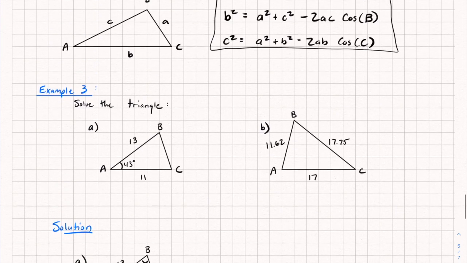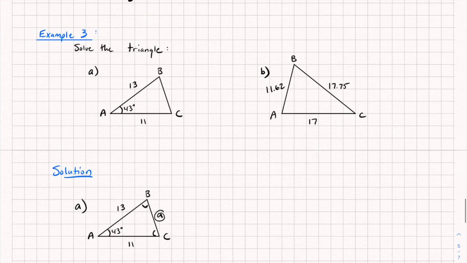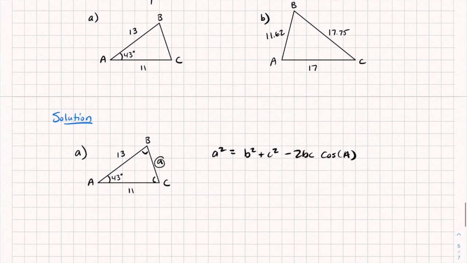So I'm going to refer to my law of cosines, and I'm going to use the first equation here. I know that a squared has to be equal to b squared plus c squared minus 2bc cosine of angle A. Now I'm going to fill in what I know. So little b is 11, little c is 13, minus 2 times 11 times 13, cosine of my angle A, which is 43 degrees. Now be really, really careful as you're going through and calculating this.